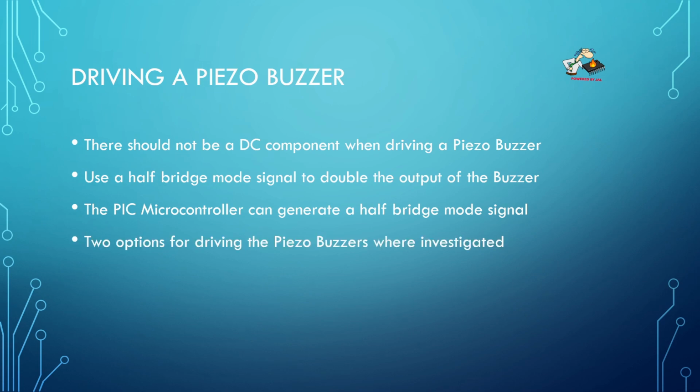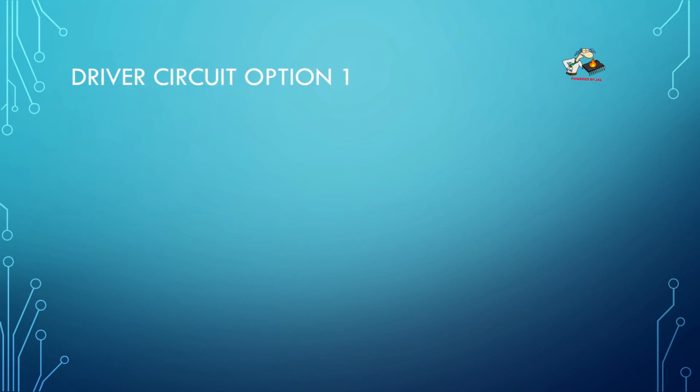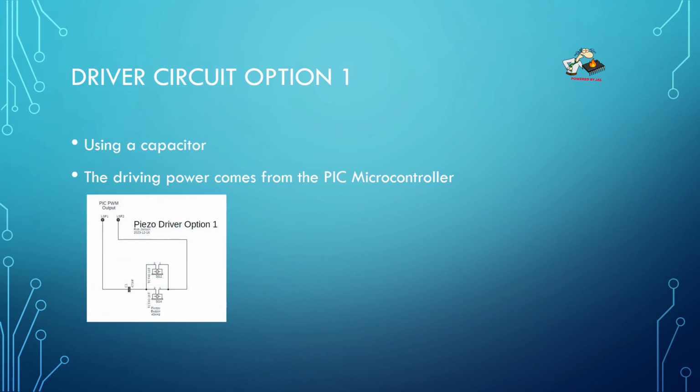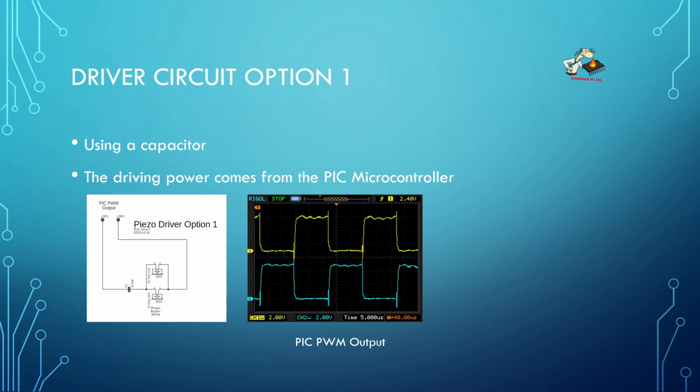And I investigated two options for driving the piezo buzzers. Driver circuit option 1 is using a simple capacitor. And the driving power then comes from the PIC microcontroller. And this circuit looks like this. So just two piezo buzzers and one capacitor. This is then the output of the PIC microcontroller, and you can see the signal is a little bit distorted because it's driving the piezo buzzers.